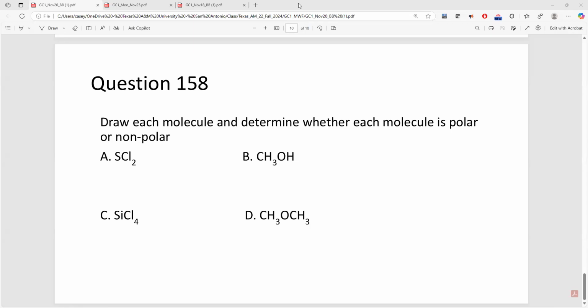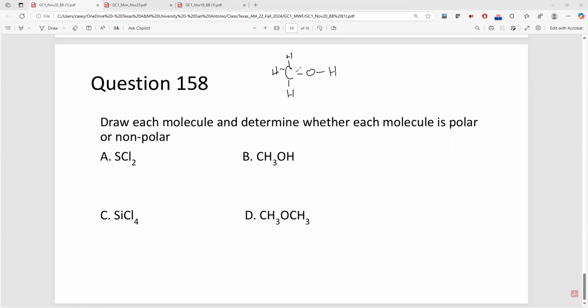But where we left off was drawing these molecules and determining if they're polar or not. So let's do that. We have CH3OH. Let me do the Lewis structure for you here quick. And if you haven't tried these yet, please do so.